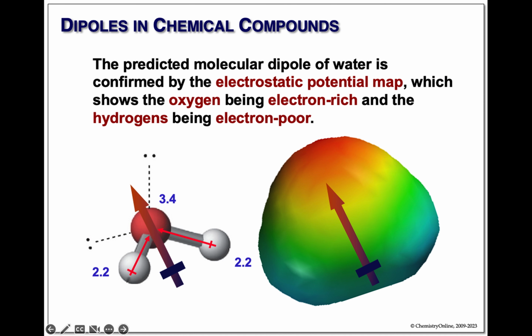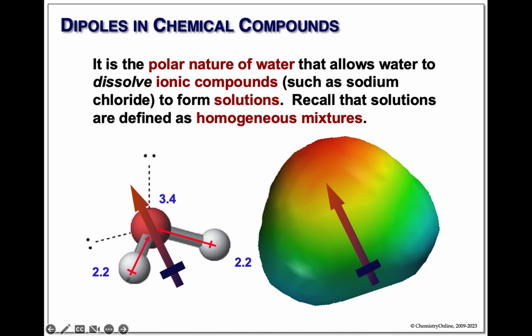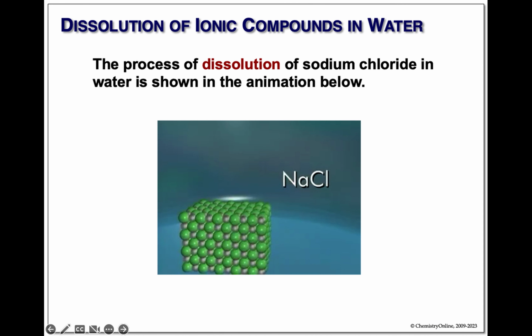All right. It also allows water to interact with ionic compounds and dissolve them. Dissolve them to form solutions, which we all remember are homogeneous mixtures. Now, the reason that it can dissolve is the fact that this is very, very polar. Let's look at a little clip here. This is going to show a hypothetical crystal of sodium chloride. The sodiums are the little gray guys, the chlorines are the greens.